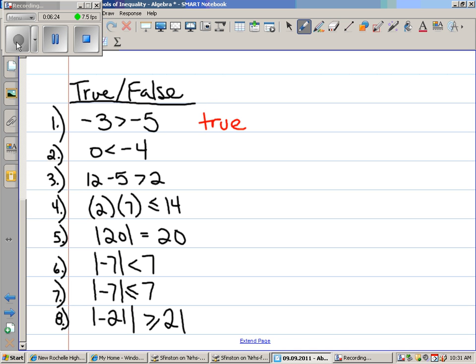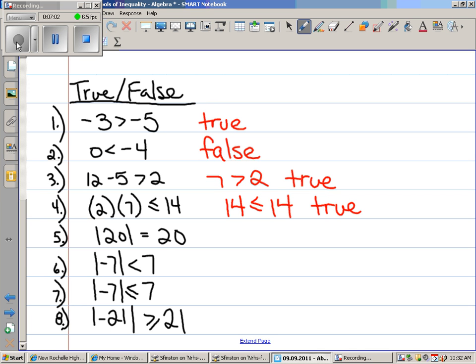Okay, what about 2? Elizabeth? It's definitely false. Yeah, negative 4 is no way greater than 0. How about 3? Eric? True? Yeah, 12 minus 5 is 7. 7 is greater than 2. 4? Edgar? 14 is less than or equal to 14. Yep, it's true because of that little bottom bar, which says it could be equal to as well.